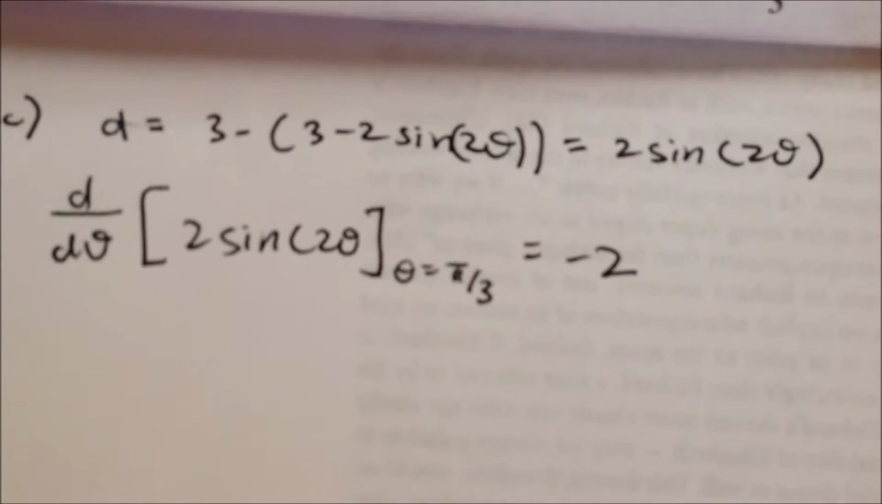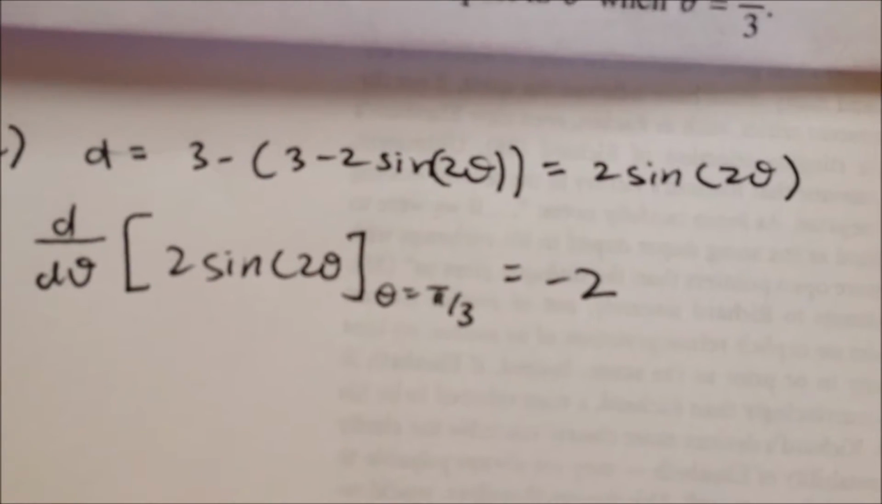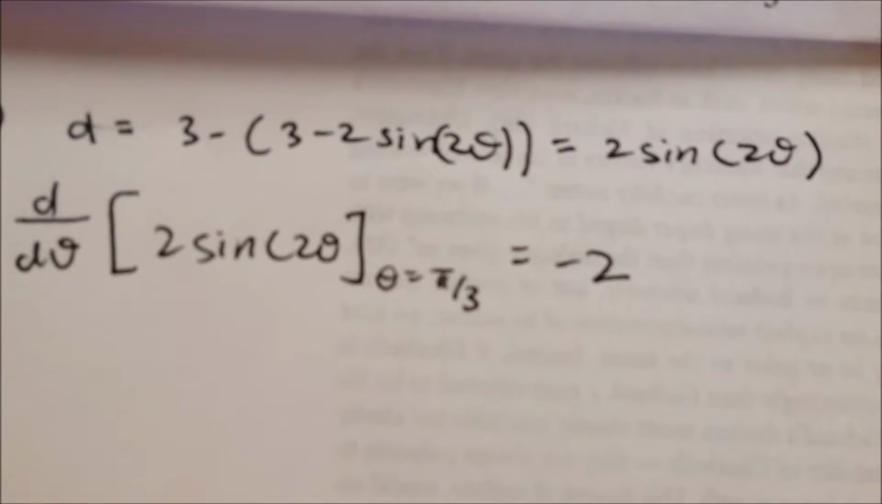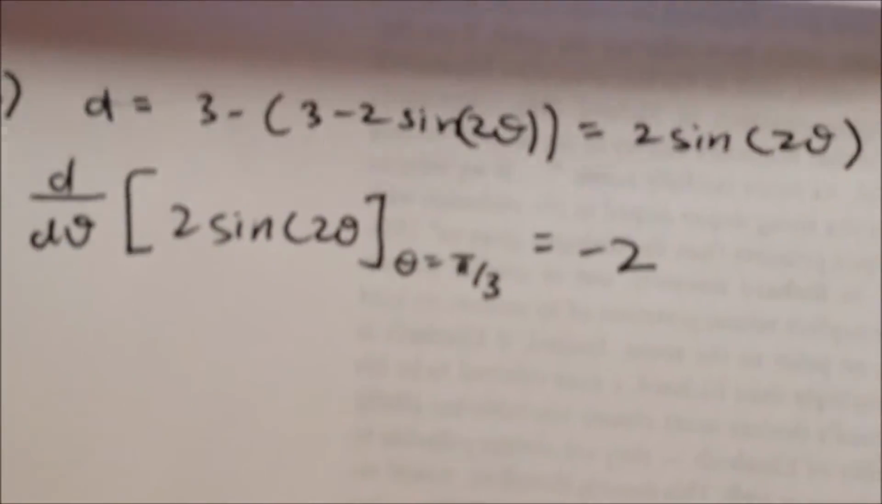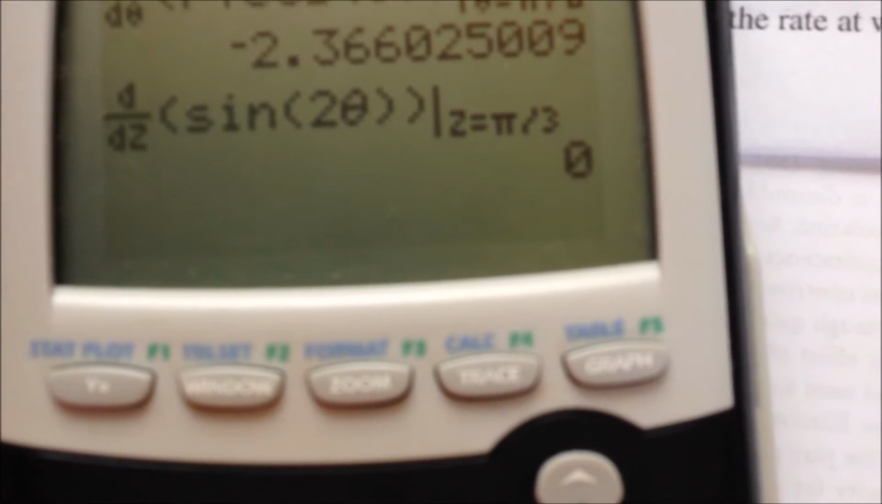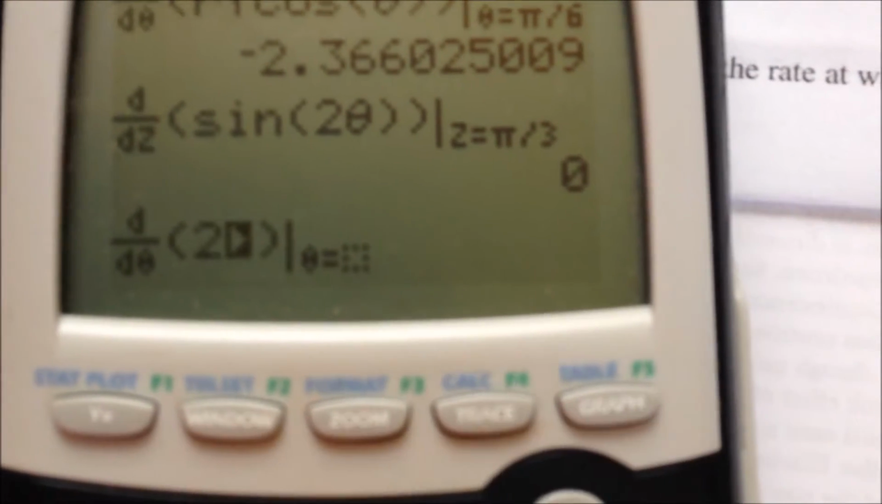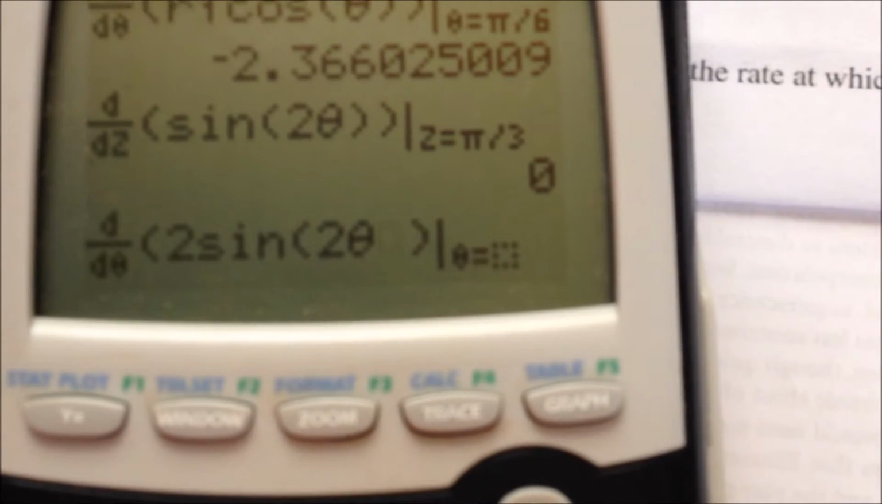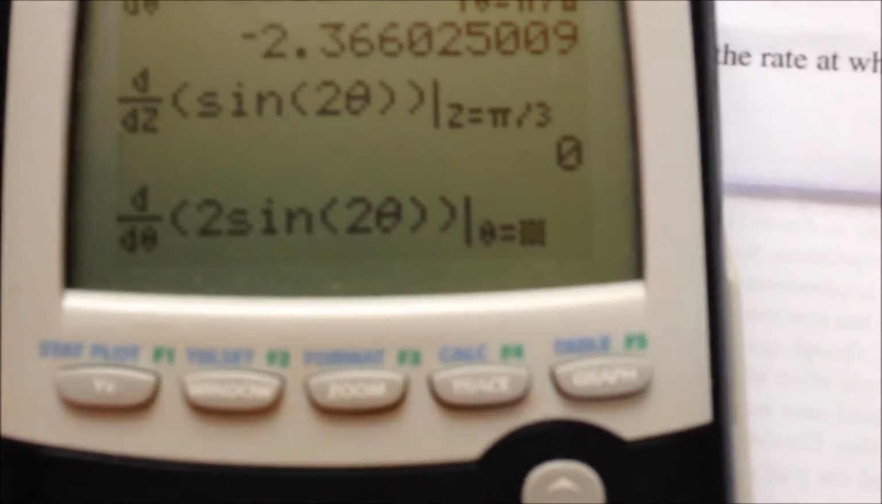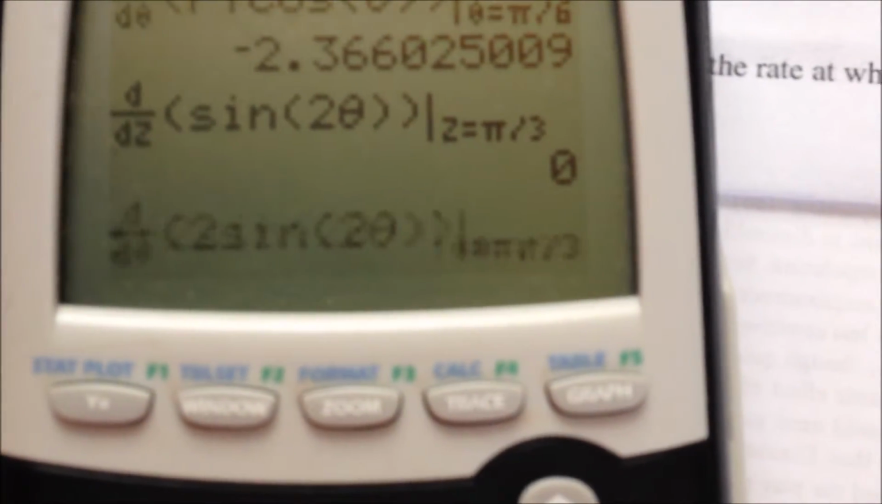So distance is equal to the outer function, which is 3, minus the inner function, which is 3 minus 2 sine 2 theta. And we can simplify that to the distance is equal to 2 sine 2 theta at any given theta. And then we want to find the derivative of that at theta equals pi over 3. So we can just use our graphing calculator, and that's math 8, evaluated at theta, and that's 2 sine of 2 theta at theta is equal to pi over 3. And that gives us the answer of negative 2.